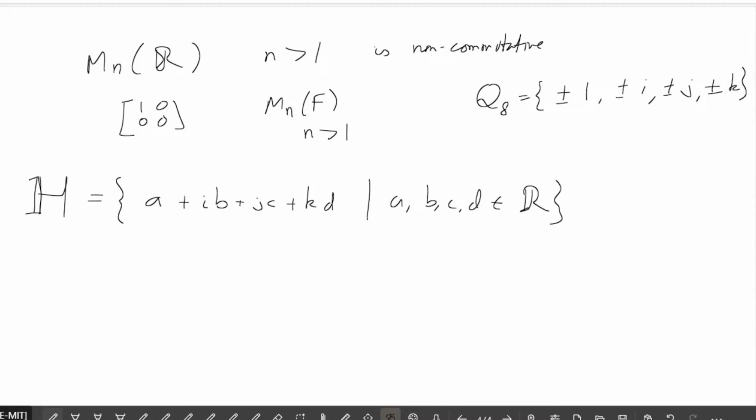And define addition in the obvious way. What is the obvious way? If you take a1 plus i b1 plus etc., and a2 plus i b2 plus etc., the sum will be a1 plus a2, plus i times b1 plus b2, j times c1 plus c2, and so on. Okay. How do you define multiplication?